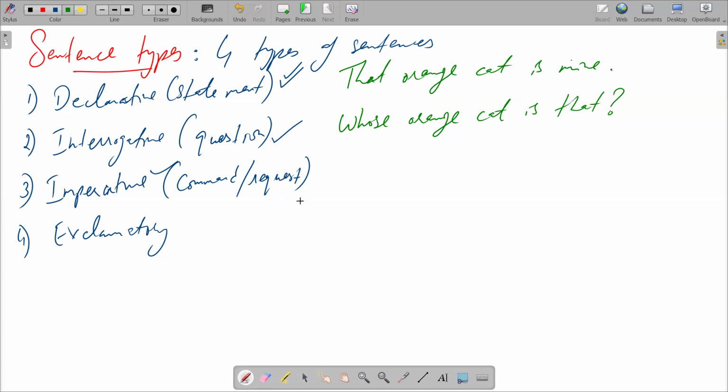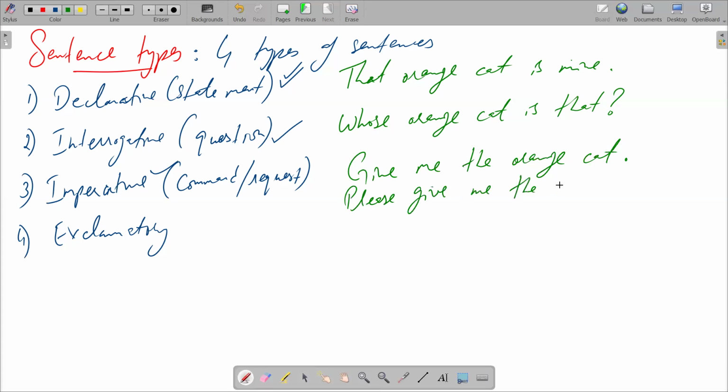An imperative is a command or a request. So, for example, give me the orange cat, right? I don't know what kind of situation that would be where someone's commanding you to give the cat, but anyway. This is a command. Or like, please give me the orange cat. So that would be a request.